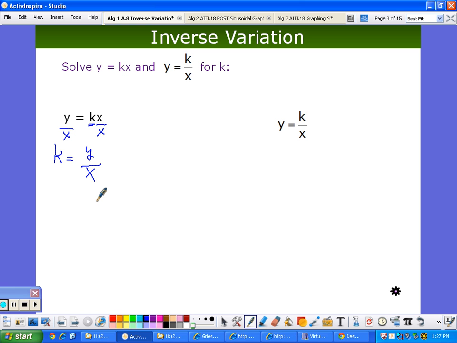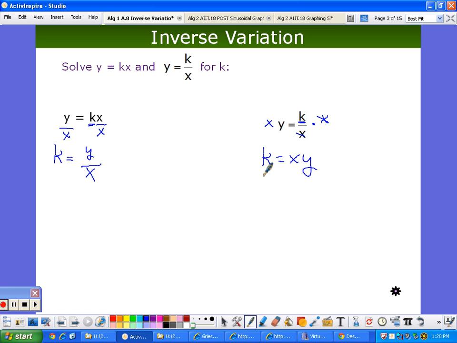Let's look at the difference for inverse. Here's my k. How do I solve that for k? Multiply y times x. Multiply everything by x, both sides by x. That will cancel them out. So k equals xy. So let's look at the difference. In direct variation, you divide y divided by x. In inverse, you're actually multiplying the x and the y to get your constant.